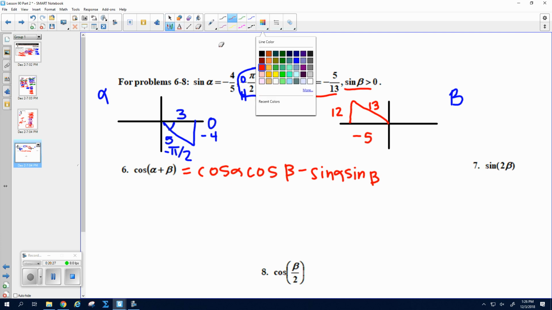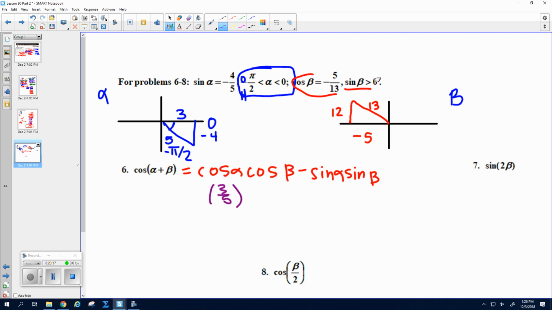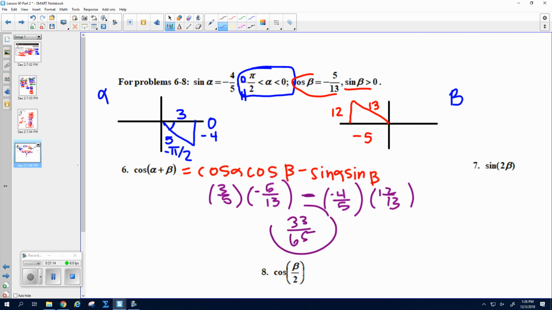So what is the cosine of alpha? So I come over here to alpha. Cosine is adjacent over hypotenuse. So I plug in 3/5. And then I come over here to beta, because now it's saying what's the cosine of beta? Beta's cosine, adjacent over hypotenuse, is negative 5/13. Then I have a minus sign from the formula. Now I come over here and I do sine of alpha. What is the sine of alpha, you guys? Negative 4/5, opposite over hypotenuse. And then I come over here because it's talking about beta. What's the sine of beta? Yeah, 12/13. And then you guys can evaluate that, and you should get 33/65. I'm not going to take the time to do all those fractions. Okay.